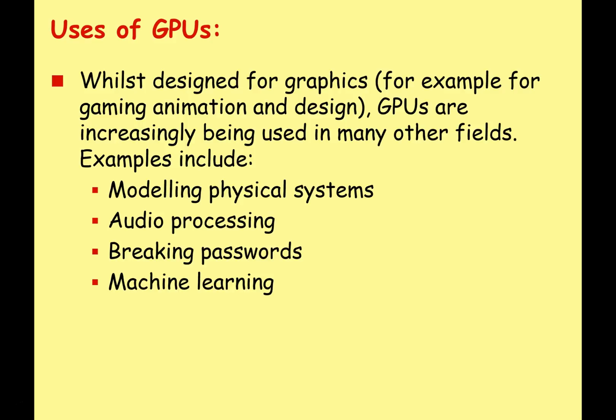But good examples of using GPUs for non-graphical processing are modeling physical systems, so if you think of something like the weather, or particle physics, or cosmology. Also audio processing, and cryptography, such as breaking passwords, brute force cracking multiple combinations of passwords. Machine learning and AI, these are all problems that can make use of the type of single instruction multiple data system that's built into a GPU.